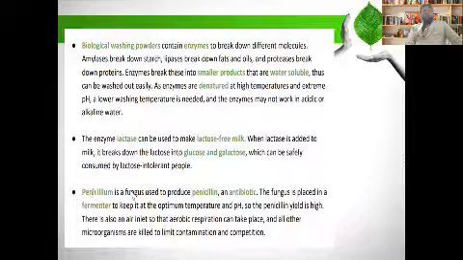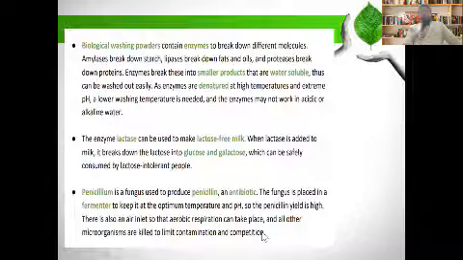Now, penicillin is produced by a fungus. Penicillin is the first antibiotic. The fungus is placed in the fermenter to keep it at optimum temperature and pH, so the penicillin yield is high. There is also an air inlet so that aerobic respiration can take place. And all other microorganisms are killed to limit contamination and competition.